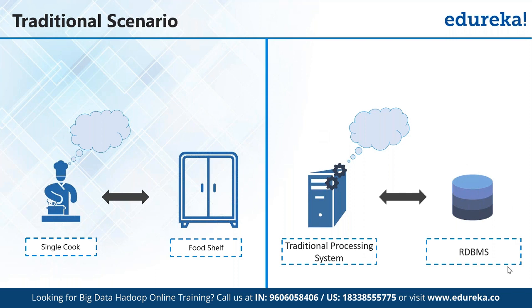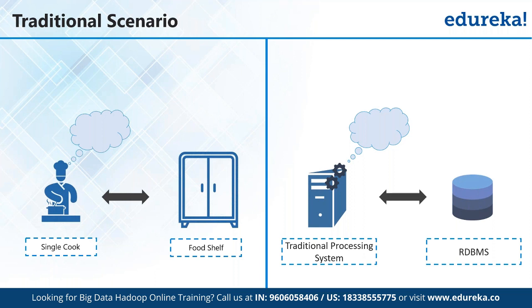So what would traditional processing be? You have an RDBMS system and you are processing the data. It's quite a simple scenario to understand. In the traditional scenario, you just have RDBMS data, you put in data and you get your data processing. The left side is the practical scenario we are discussing, and we will convert it into a typical technical problem. You have a single cook and a single food shelf, cooking in data and putting data into the food shelf.